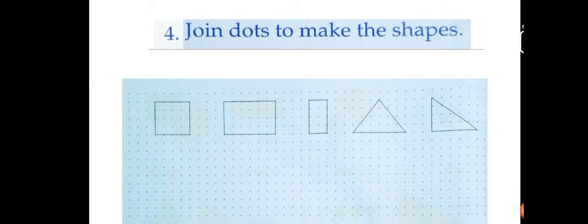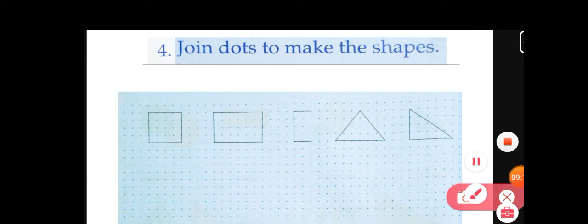Now next exercise, number 4. Join dots to make the shapes. Okay friends, join dots to make the shapes. Students, in front of us, first square. Now students, this is square shape. Now we will make one more square with the help of the given shape. Now we will start.